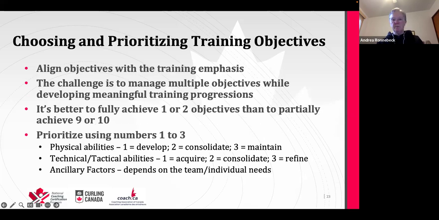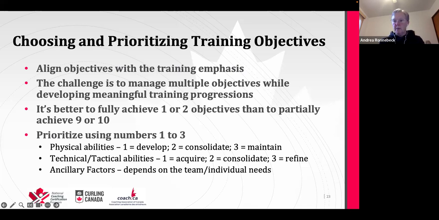So when you're choosing and prioritizing training objectives, align objectives with the training emphasis. So in the general phase, that's where you're working on all the warm side of the glass opportunities. The challenge is to manage multiple objectives while developing meaningful progressions. It's better to fully achieve 1 or 2 objectives than to partly achieve 9 or 10.